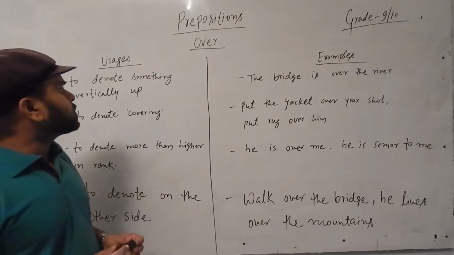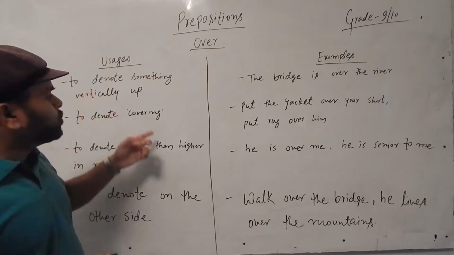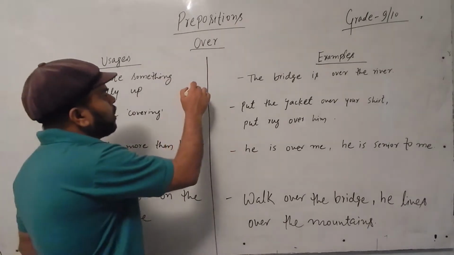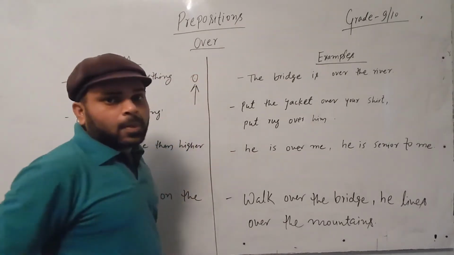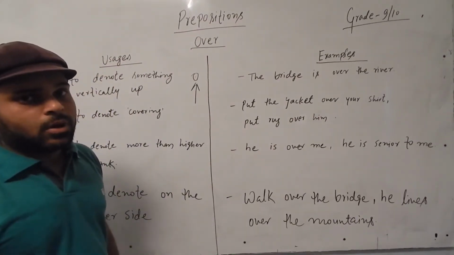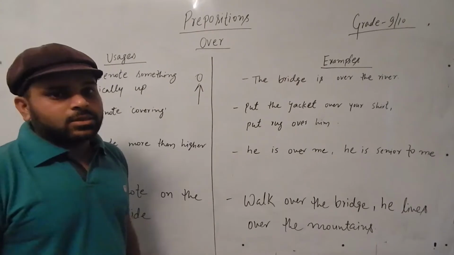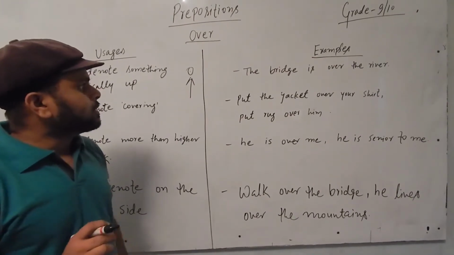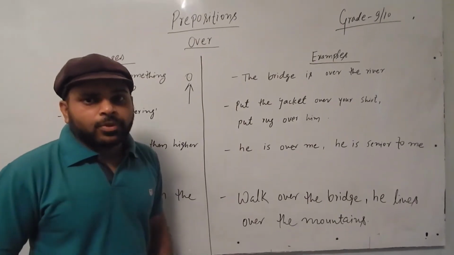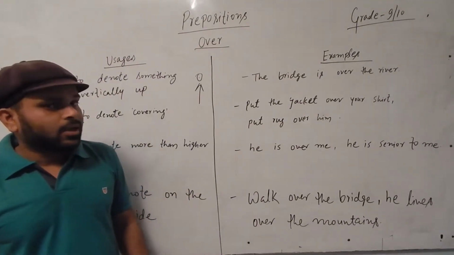The first rule of the preposition over says that it is used to denote something vertically up. If you are supposed to use the preposition over, try to find out the sense of the sentence. What is the sentence actually trying to locate or say?